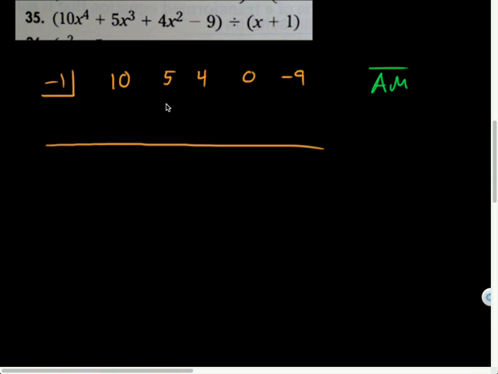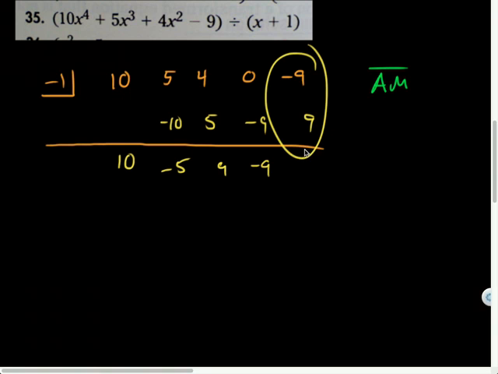So let's do that. Let's add this tens column. 10 and nothing is 10. Multiply, -1 times 10 is -10. Add, we've got -5. Multiply is +5. Add, I've got 9. Multiply is -9. Add, I've got -9. Multiply, I've got +9. And hey, what do you know? I got 0. That's nice.